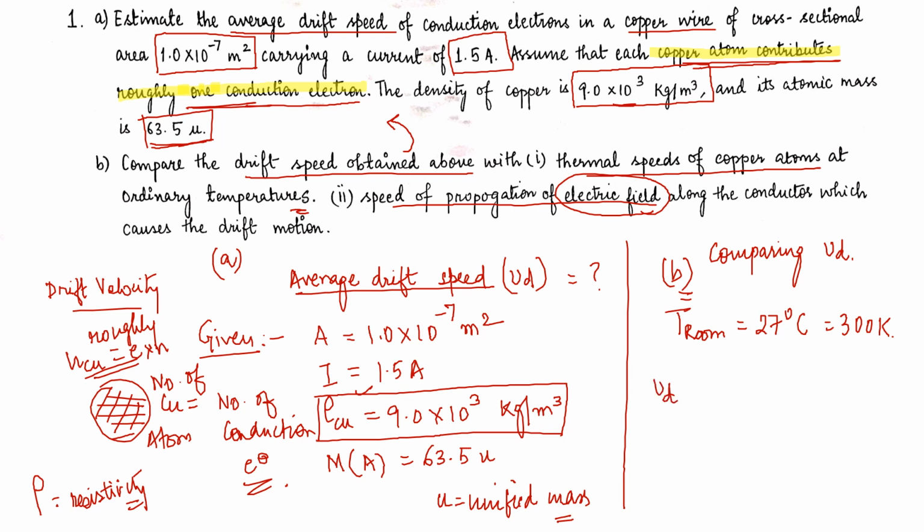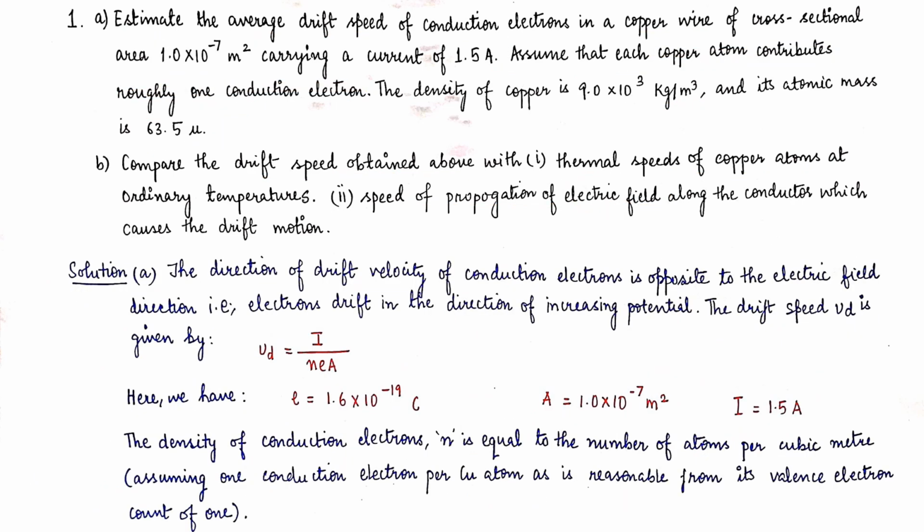Vd compared with, this is the second subpart of B, the propagation speed of the electric field. These are the two subparts of this question. Now it's time for us to move a step ahead and learn how we can solve this. So the solution for part A starts.